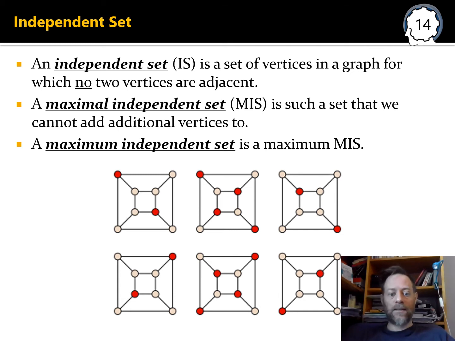So here we have 6 examples of maximal independent sets. We can see on the upper left, we cannot add any vertex because every vertex has one of the 2 red vertices as a neighbor. So therefore it's not possible to add anything more. On the middle top and the middle bottom, we see that we have 2 examples of maximum independent sets. So here we have 4 vertices in the maximum independent set. We cannot add any more.